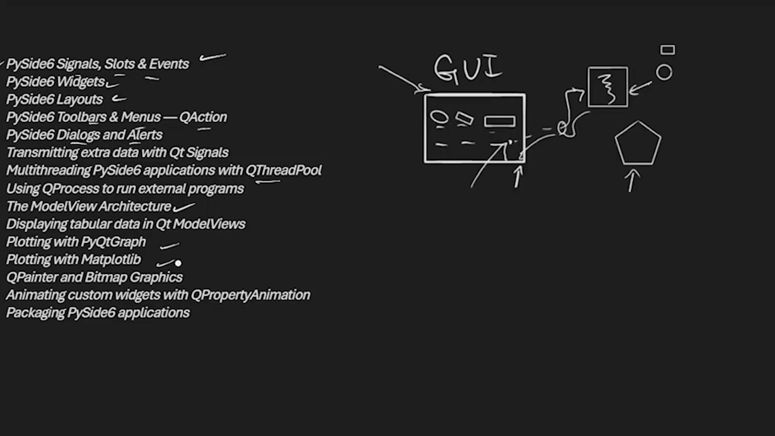In this project, the second one, we are going to utilize the Matplotlib library, but feel free to also explore PyQtGraph on your own. You could use QPainter, bitmap graphics. You could even use animation, I mean, if you are designing a game or so. And finally, of course, you could look at how to package a PySide application using the packaging for PySide 6 applications, which we're going to work on as well.